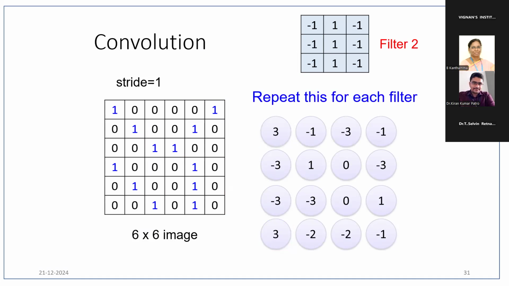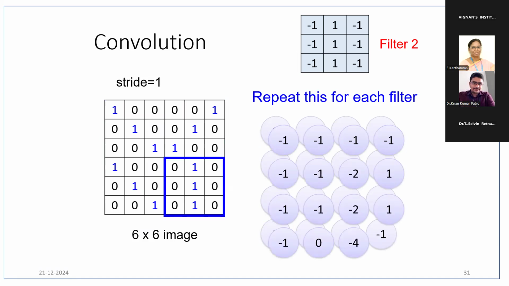Second filter. Repeat for each filter: first position, second, third, fourth, fifth. So like that you have to perform with the second kernel also. Do the same. This is called a feature map, after applying the convolutional layer, the 3x3 convolutional filter.